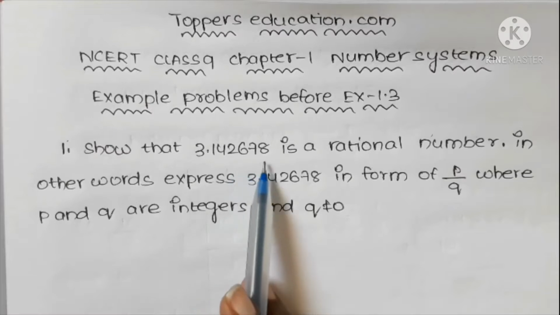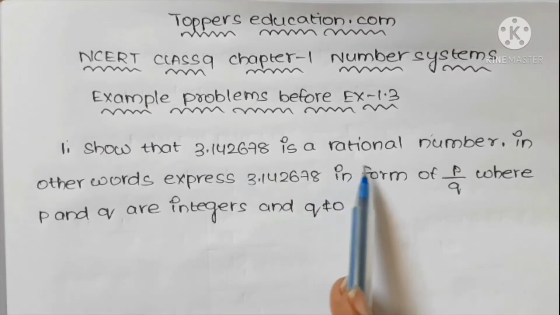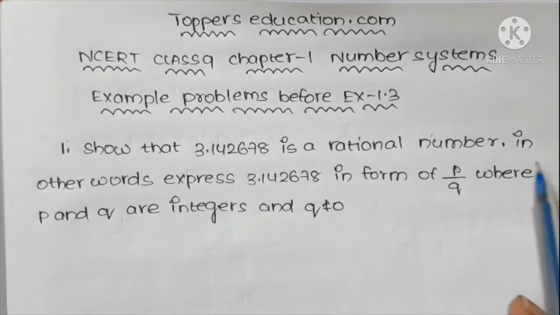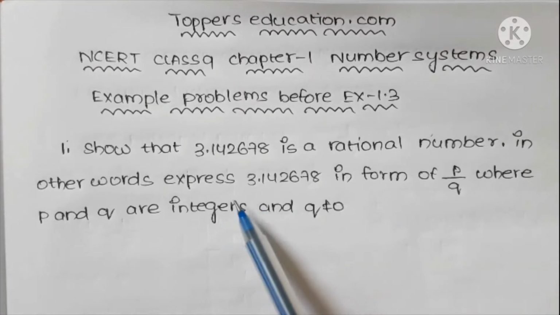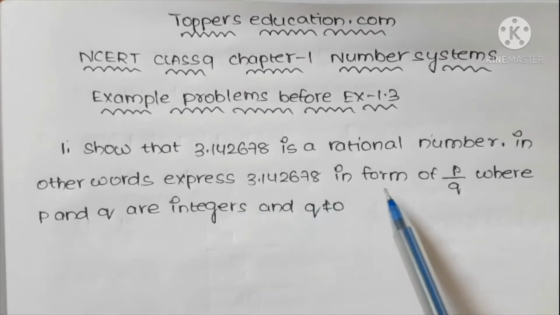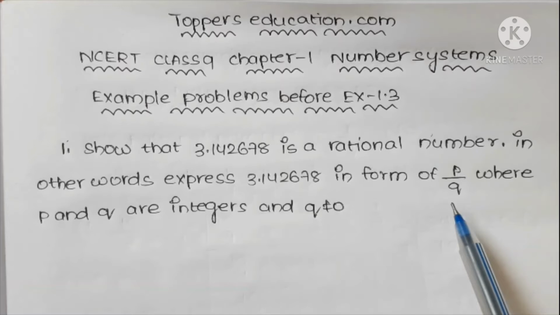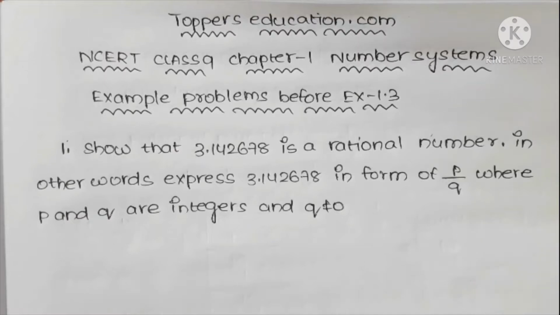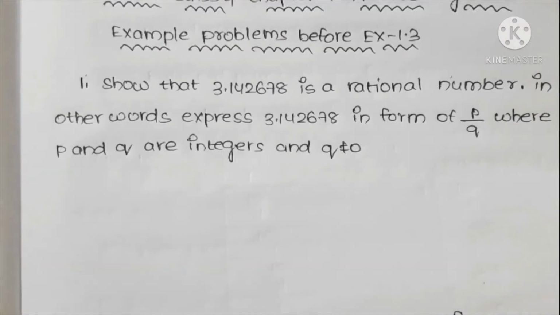3.142678 is a rational number. In other words, express 3.142678 in the form of p by q, where p and q are integers and q is not equal to 0. As we know, a rational number is in the form of p by q and q is not equal to 0, where p and q are integers.